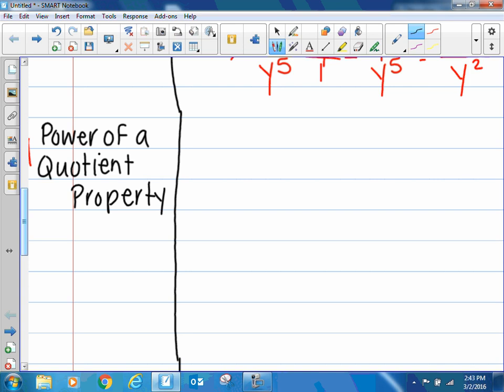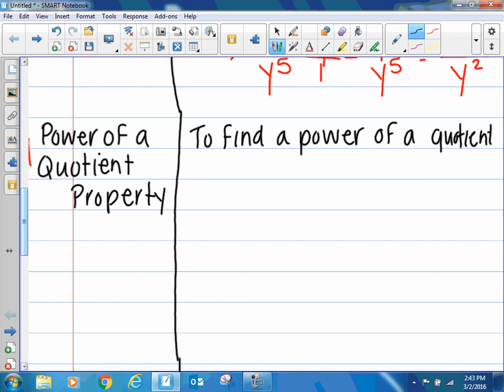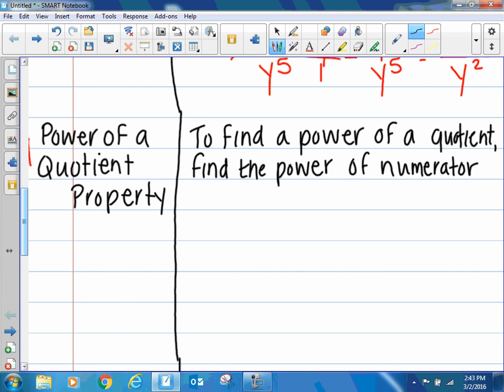To find a power of a quotient, you have to find the power of the numerator and the power of the denominator and divide.